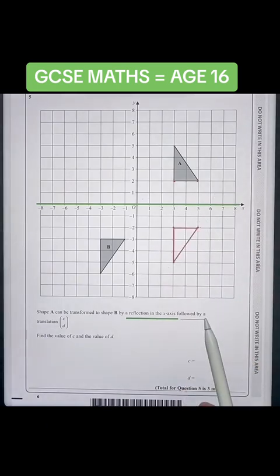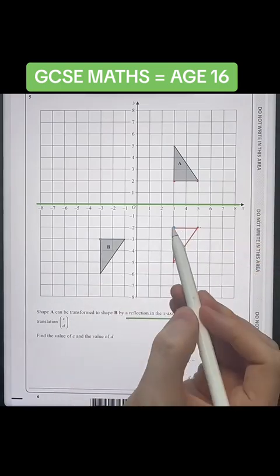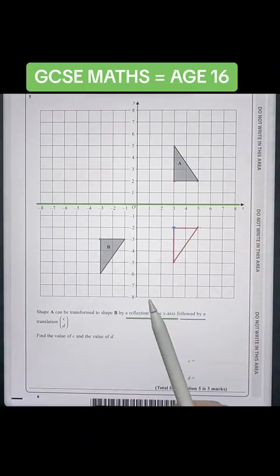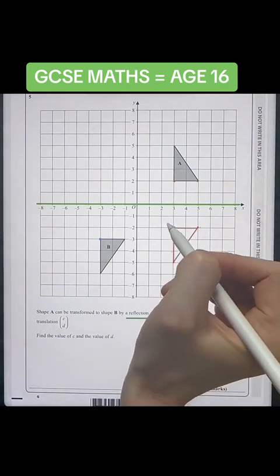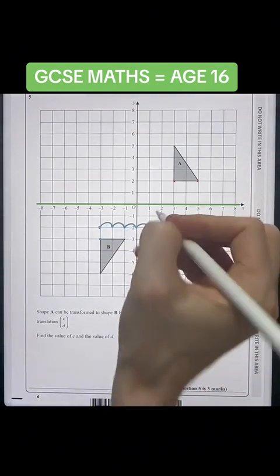We're told it's followed by a translation (C, D). To find our translation, all you need to do is select a vertex and see where that corresponding vertex has ended up. So this vertex here, top left, has ended up over here. Count the number of squares. It's moved in my x direction first. Well, it's moved 1, 2, 3, 4, 5, 6 in the negative x direction. So therefore it's negative 6.